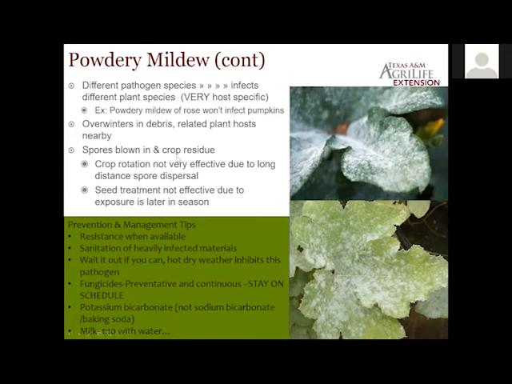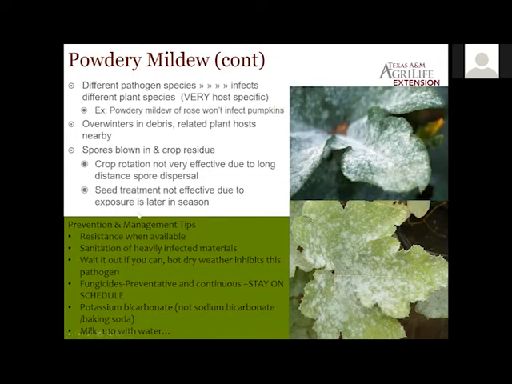So spores are blown in, and on crop residue. Blown in is like one of the hardest things to challenge because you cannot stop the wind. Crop rotation is not very effective due to the long distance spore dispersal. So even if your neighbor 8 houses down has it, you could still technically get it. Seed treatment is not effective due to exposure times later in the season. So, even buying treated seed is not going to be protective for this disease.